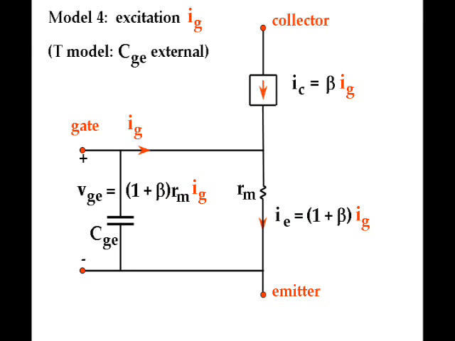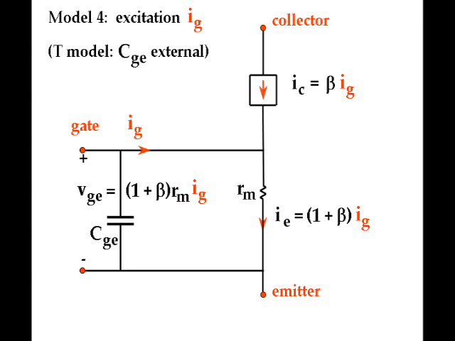Models 2, 3, and 4 illustrate versions of the T model, which display the property that the currents in the three legs of the T have fixed ratios. The T model is especially useful when the external circuit contains elements in series with one or more of the three legs of the device model.